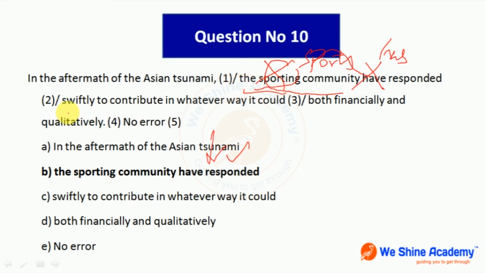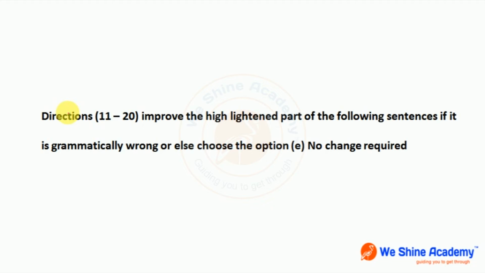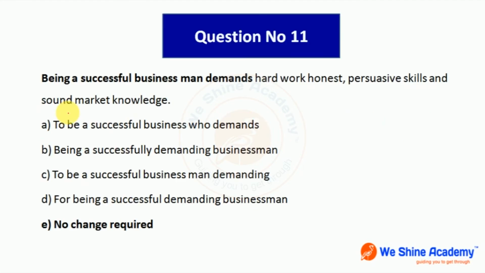So we can jump on to the next section, part B. Directions 11-20. Improve the highlighted part of the following sentence if it is grammatically wrong, or else choose option E, no change required. So in this sentence they have given a part. It may or may not have an error. If it has an error, we should improve it grammatically. If it does not have any errors, we can choose option E, no change required. So in this sentence, being a successful businessman depends on hard work, honesty, persuasive skills and sound market knowledge. There is no error in the highlighted part of the sentence. So the answer is option E, no change required.